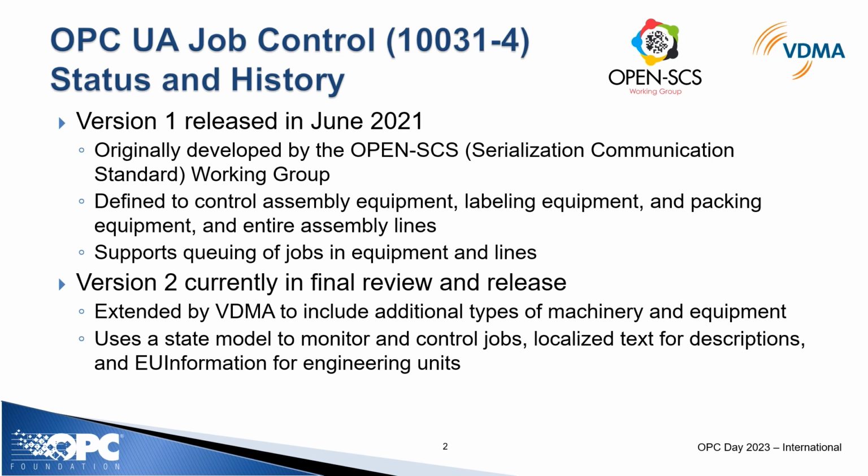After it came out in 2021, the group from VDMA started looking at it and trying to do job control as well. Working with them, we decided that the best way to do this was to extend the current specification, version 1, to a version 2 to include some additional machinery and equipment types, to use a state model to monitor and control the jobs, and localized text to make it much more robust, much easier to use, and much more general in purpose.